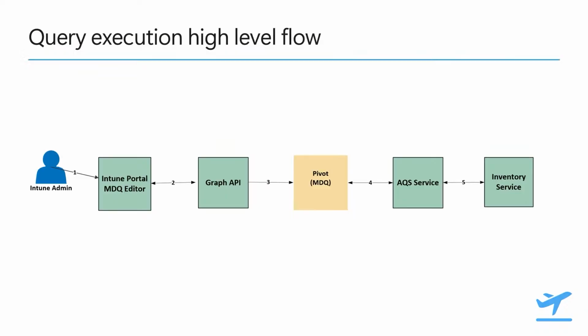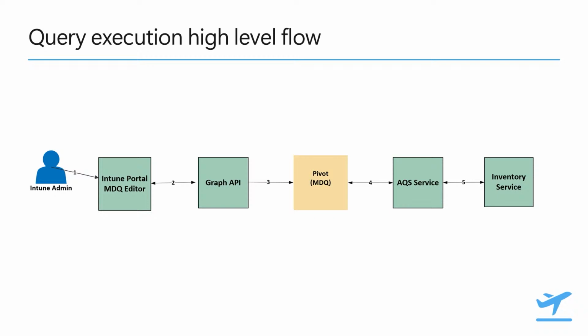Let's quickly go over the high-level flow of what happens when you submit a query. So the admin is on the Intune MDQ editor. When they submit a query, that makes a call to our Graph APIs, which are internal only. There will be more on that later. That goes to the Pivot service. Pivot was our previous name for multi-device query.